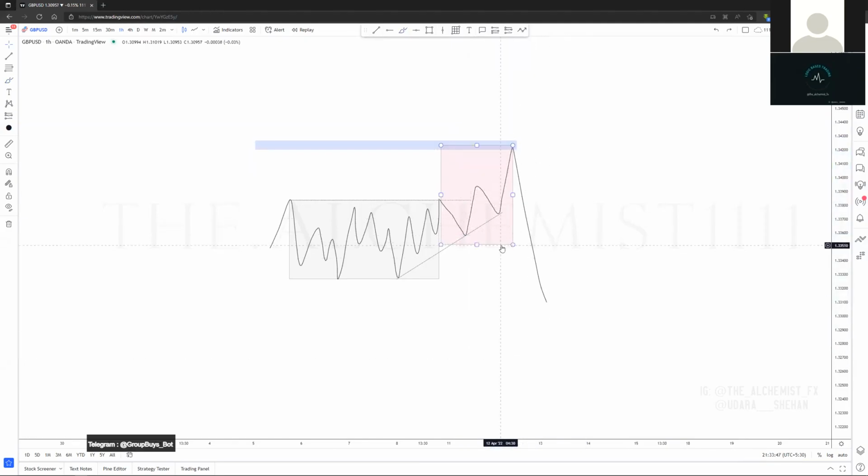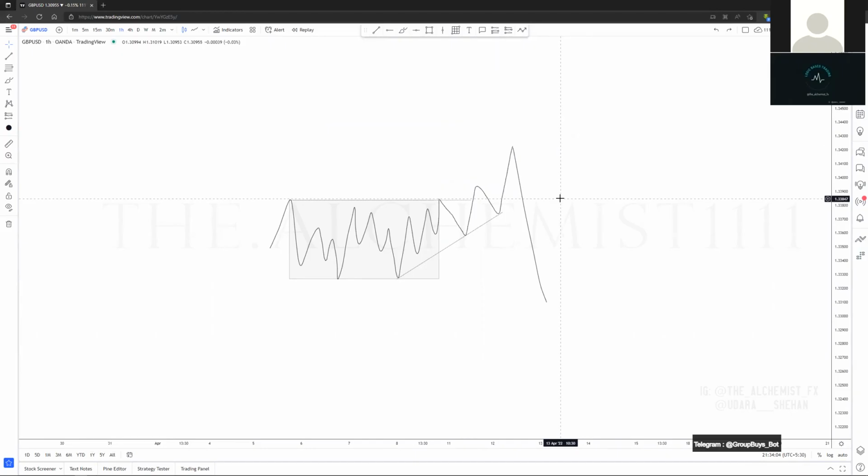That's the high of the day. You can even get the high of the day very easily. Even on gold today, we have the high of the day. Question: does the Asian range have to be equal highs or something? No, it doesn't have to be like that. It could be any liquidity, it is not always.